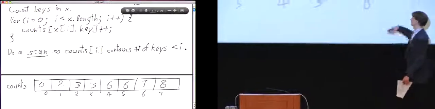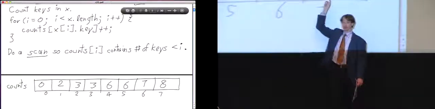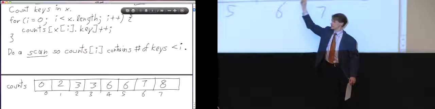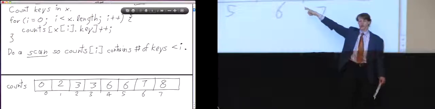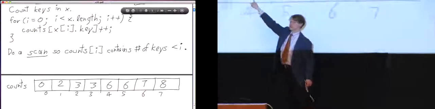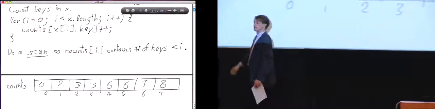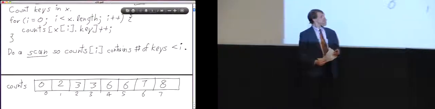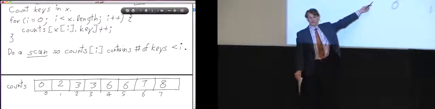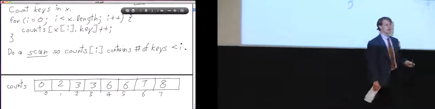So, for instance, the number 8 here is the sum of all of the entries that were to the left of this 8 in the counts array before I did the scan. And this 6 is the sum of the numbers that were in these boxes before I did the scan, and so on. And as it happens, the first number is always 0 because there are no keys less than 0. Question?